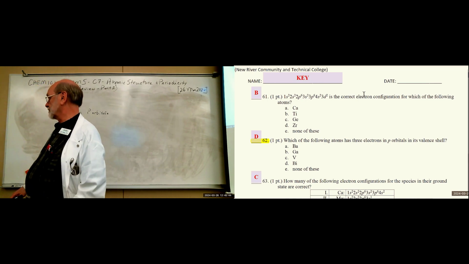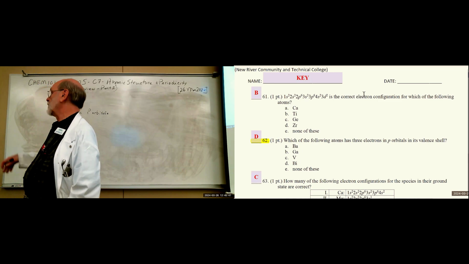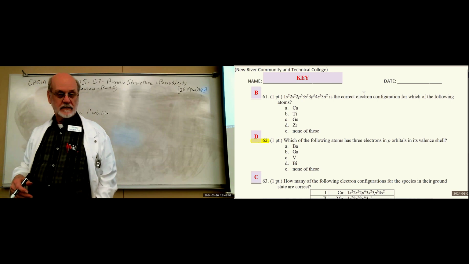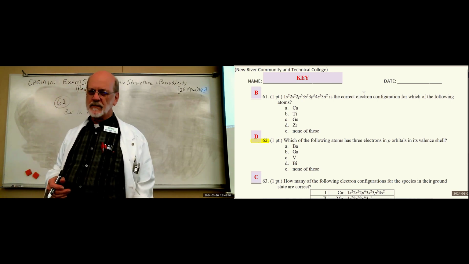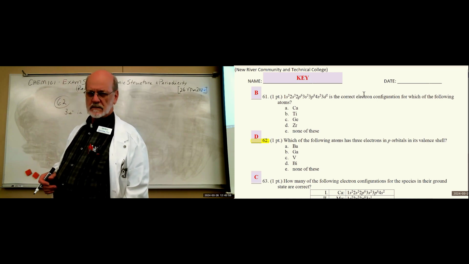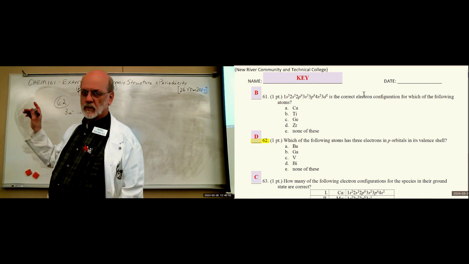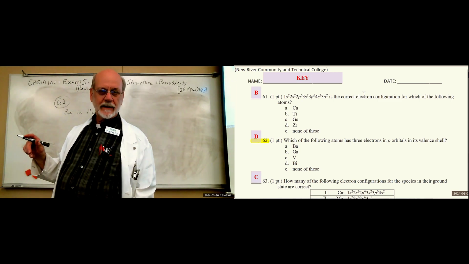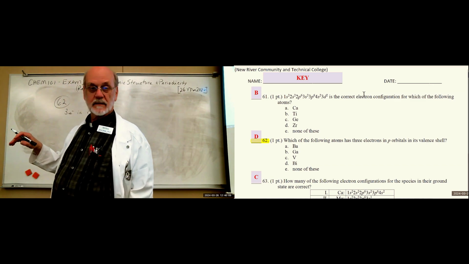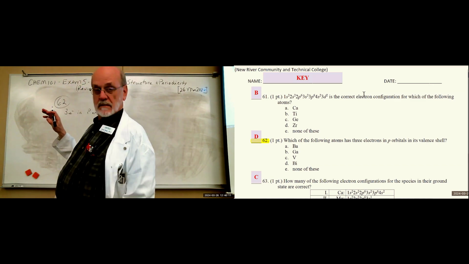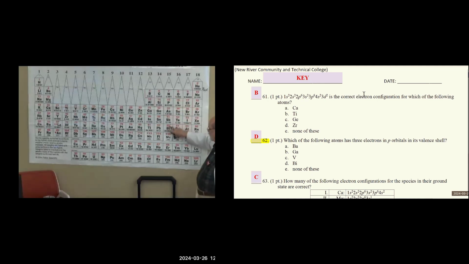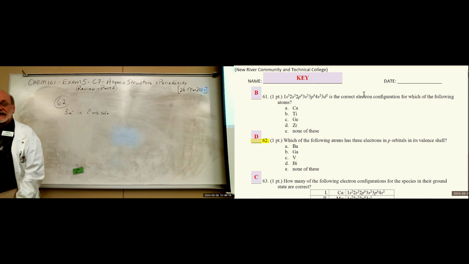So it would have to come from that group, either nitrogen, phosphorus, arsenic, or antimony. Let me see if I'm misreading that. Barium, no. Gallium, no, only has 1 electron. Vanadium, no, vanadium's a transition metal. And bismuth. Oh, yeah. I didn't go down far enough. Bismuth has 3 electrons in its p orbital.